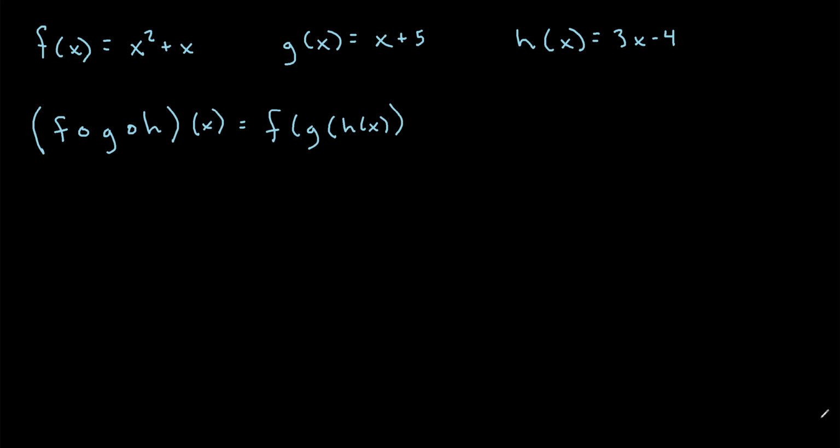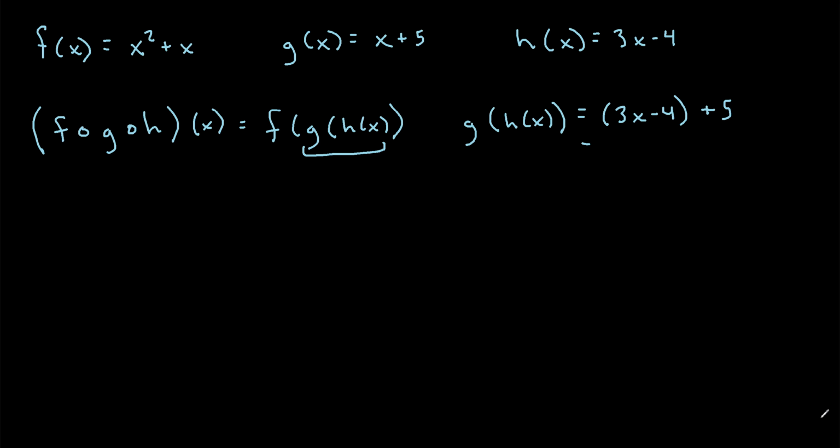So to solve this, we first want to focus only on these inner two functions, g of h of x. So that tells us we just want to write g of x, but wherever we see an x, we want to replace that with h of x. So we would write g of h of x as, instead of x plus 5, we're going to replace this x with h of x. So that would be 3x minus 4 plus 5.